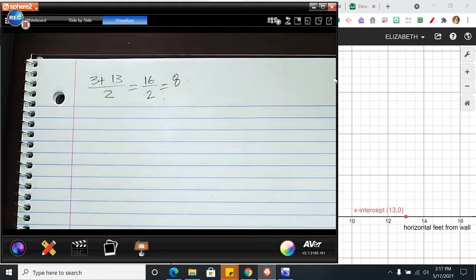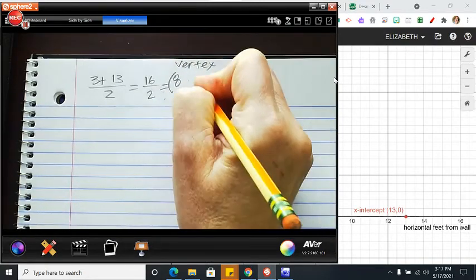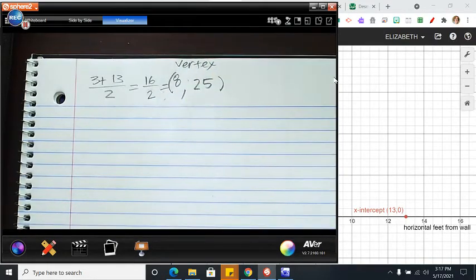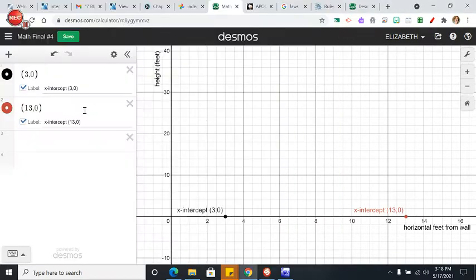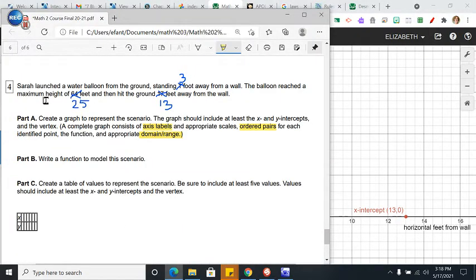Okay, so I know that my vertex is going to be 8, and then I know the high point is 25. So the balloon goes up, and then it comes back down. So 8, 25 is my vertex. And I'm going to label that vertex and then rewrite the coordinates. So I got 25 because it told me that the maximum height is 25.